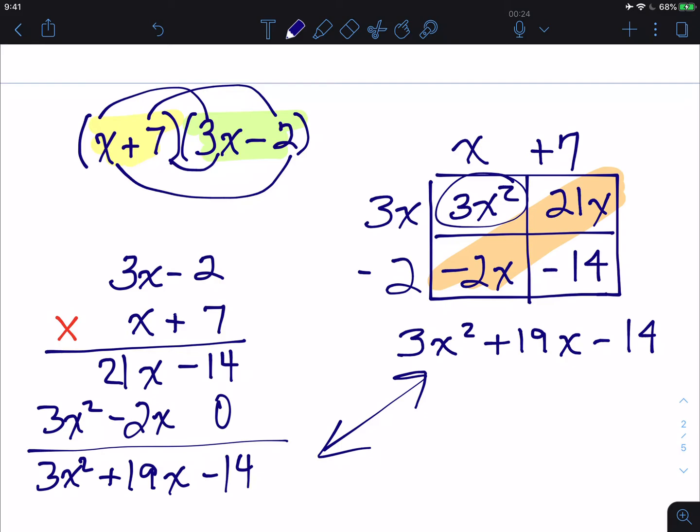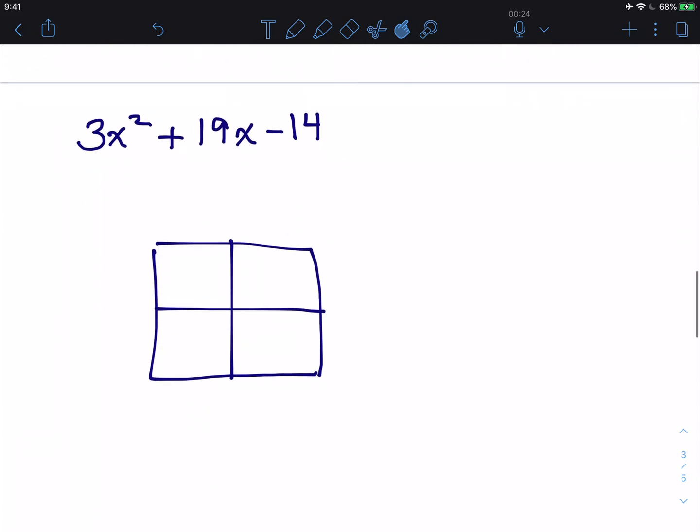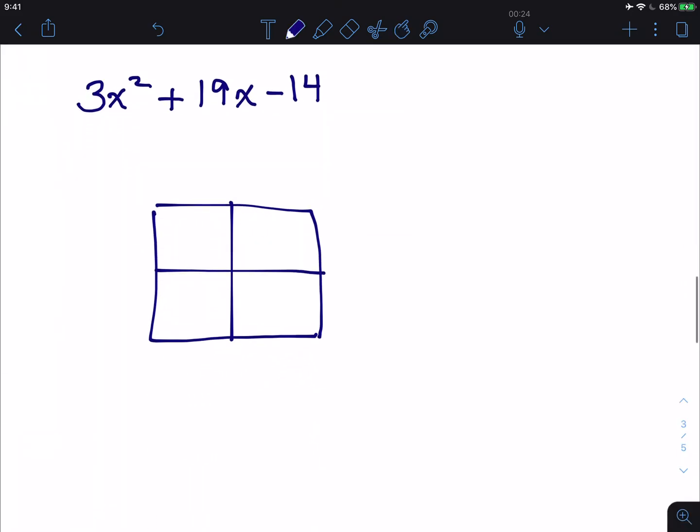Now you may say, this way may still make more sense to you, and that's all well and good. The reason that it is helpful to learn the box method is because once students learn how to multiply, the next thing they're going to learn how to do is to factor. Factoring is a really important strategy in solving a quadratic equation.